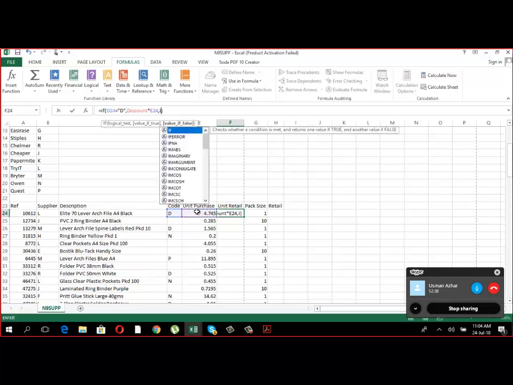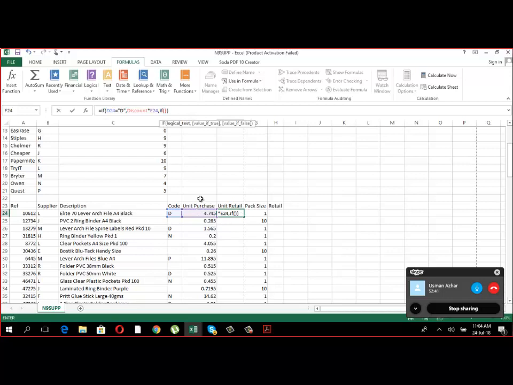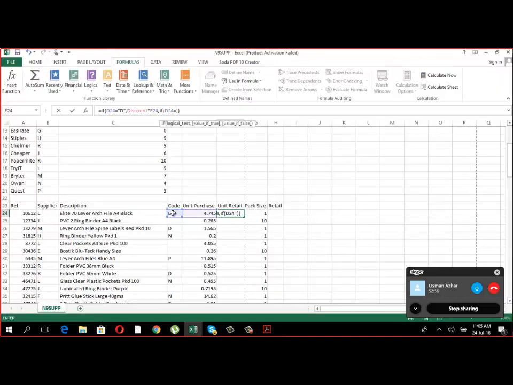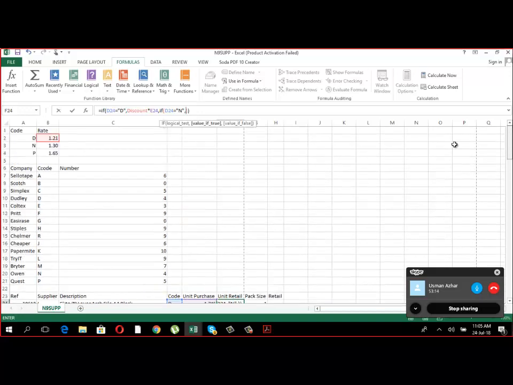Otherwise, remember, one if can have only one condition. So if this is equal to what he is saying, if the second part is n, multiply by the normal price. Then do what? And that's above. Go to the second one.